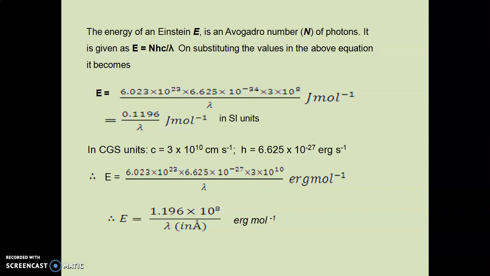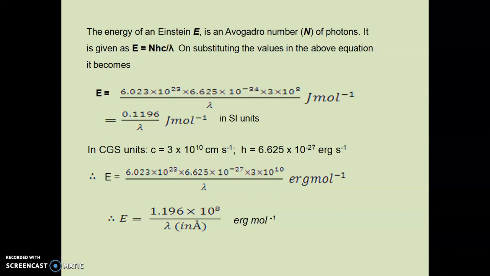On substituting the values in the above equation, the value of energy comes out to be 0.1196 divided by λ joules per mole in SI units. Now what is N here? N is Avogadro's number. h is the Planck constant. In the SI system, the value of the Planck constant is 6.626 × 10^-34. c is the velocity of light, whose value in the SI system is 3 × 10^8 meters per second.